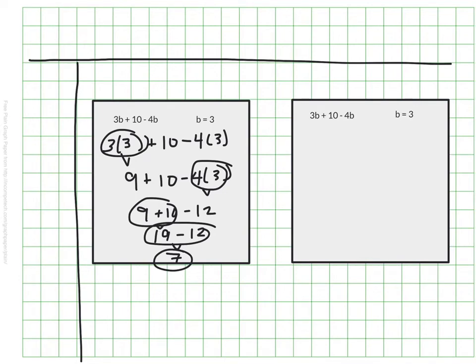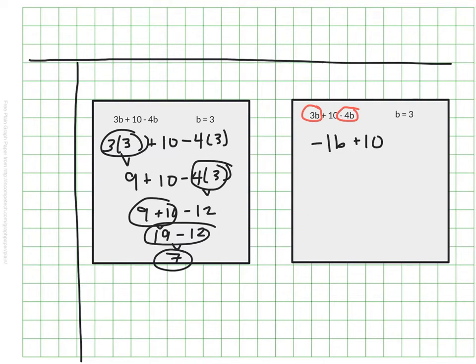We can also, however, combine our like terms first. I'm going to do that on the right-hand side. So if I look at this, we've been practicing this, we know that I have 3 b's, and then I also have negative 4 b's. So before I do anything else, I could combine that and say I have negative 1 b, right? A 3 and a negative 4 would make negative 1, plus our 10.